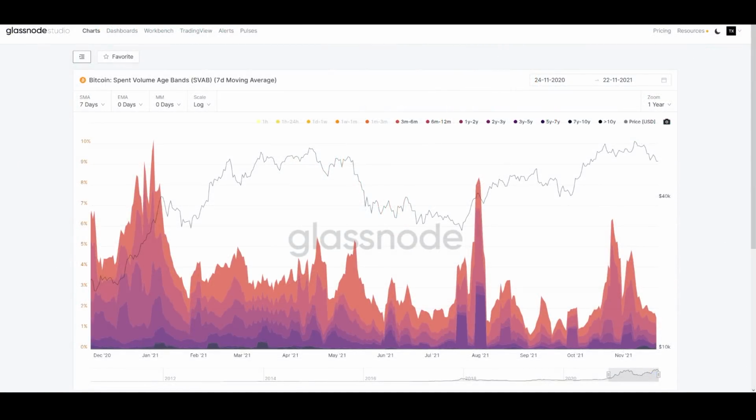Here's our spent volume age bands. We watch this chart very often. This is the spending of coins on chain every day by their ages. And shown here, these are only coins that are 3 months or older at the time they were spent.